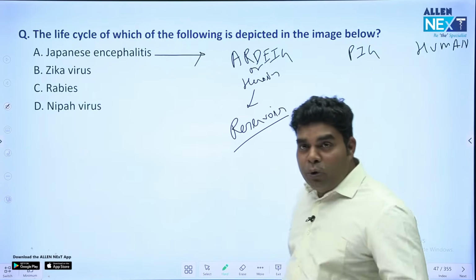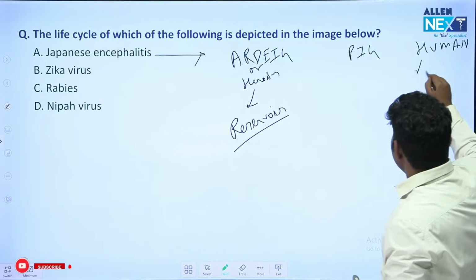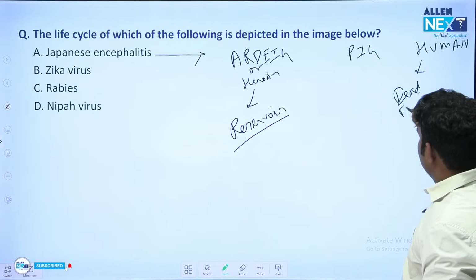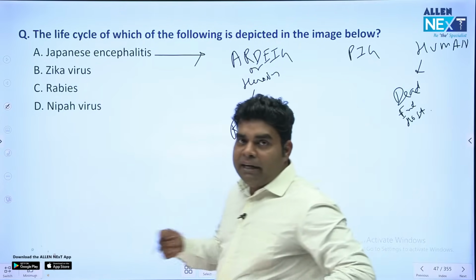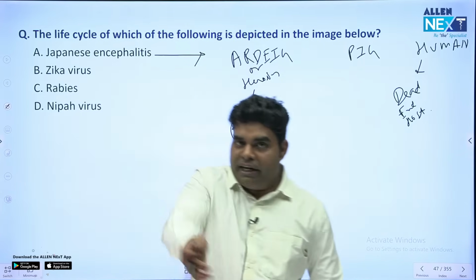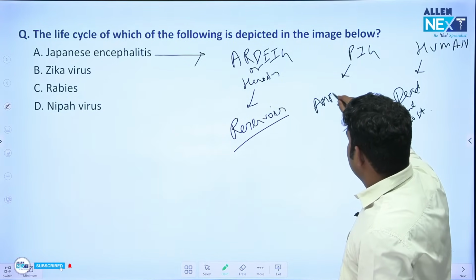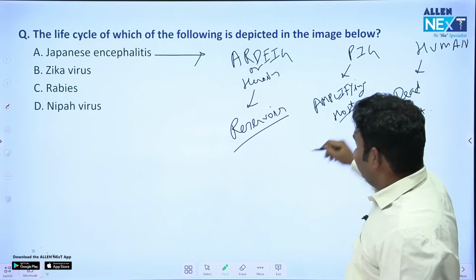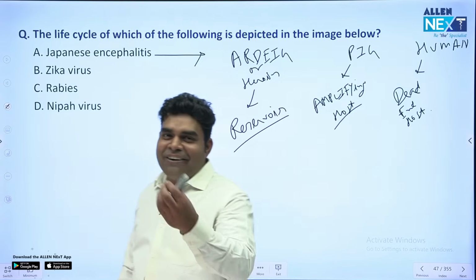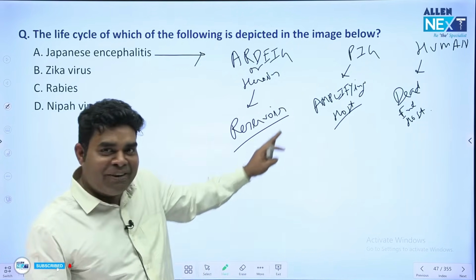Come here, focus. Who is the maintenance host, if you can answer? Human is the dead end host. I hope you know. Dead end host, because if Culex bites me and then bites some of my brothers, it cannot transmit JE there. Pig is the amplifying host. I used to think the pig would sing for JE that I am your amplifier. This is the amplifying host, pig.